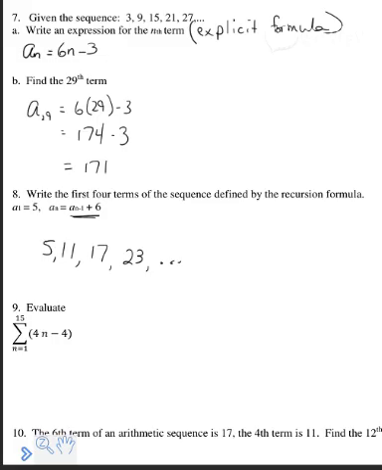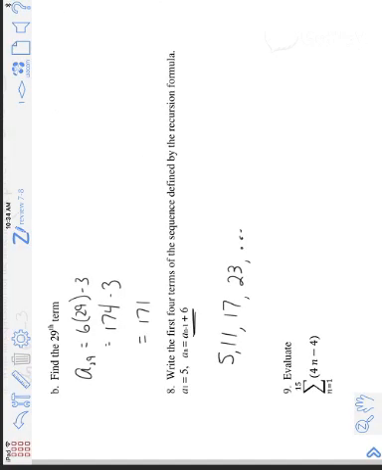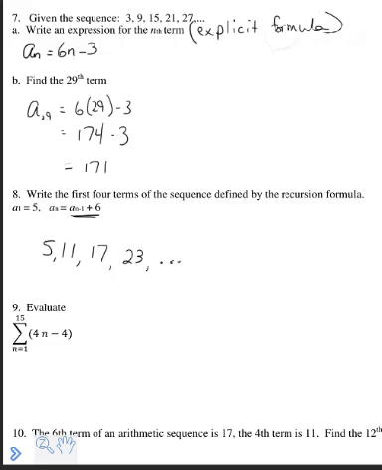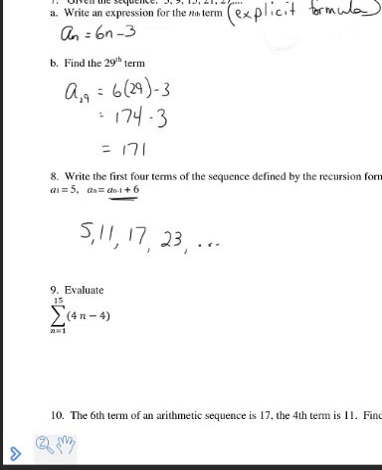Okay, number 9, evaluate. This symbol here, the sigma, means summation. That means we're going to be adding terms. We're adding, starting with the first term up to the 15th term, so adding 15 terms. Now it's not a great deal of terms, so you could just write all the 15 terms out and add them all up separately.